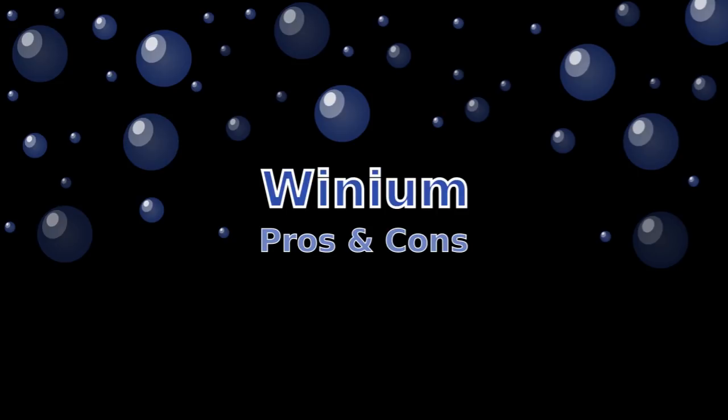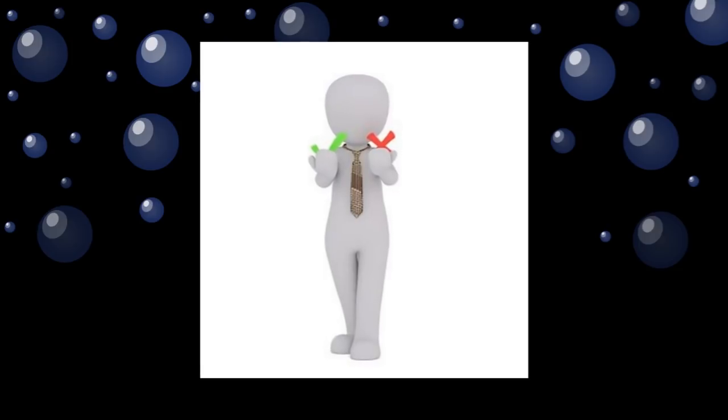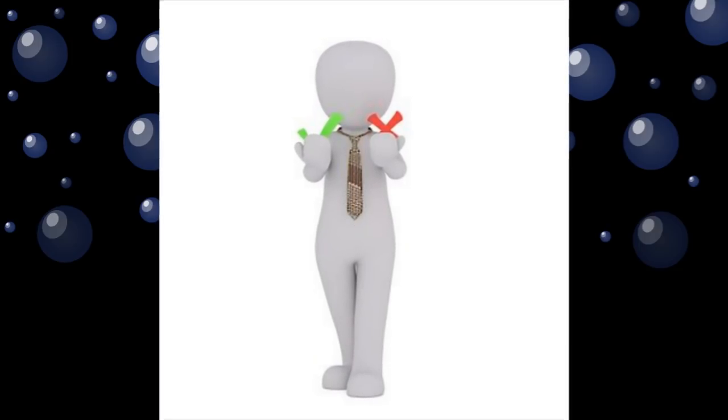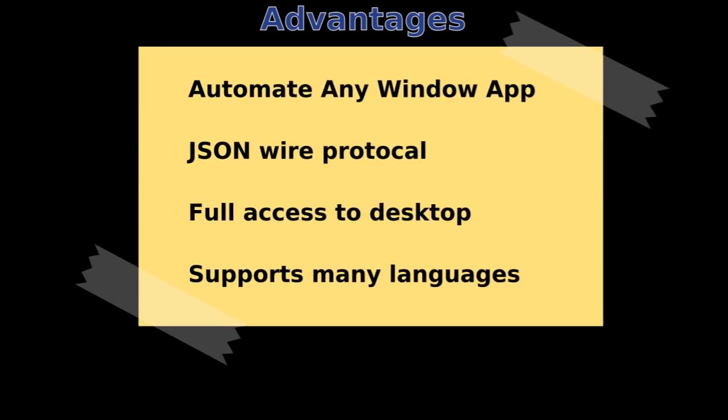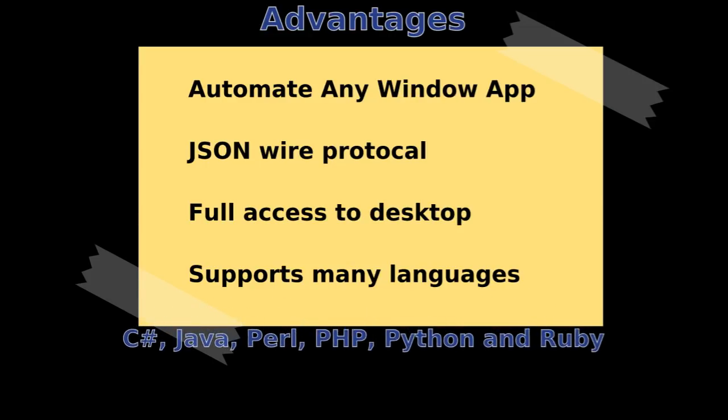When using a new tool or starting learning it, it is very important to understand pros and cons of the tool. So, let me tell you the advantages and disadvantages of Winium Desktop. The first and the main advantage of Winium Desktop is, with Winium, you can automate Windows desktop applications which are built on WinForms or WPF. Almost every application that uses Microsoft Accessibility can be automated with Winium Desktop. Winium is compatible with JSON Wire protocol. Winium has full access to the desktop, just like as an end user is performing some operation on the computer. You can write tests in any programming language with Selenium WebDriver supports like C#, Java, Perl, PHP, Python, and Ruby.